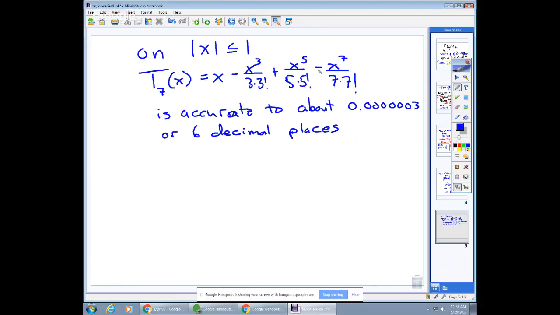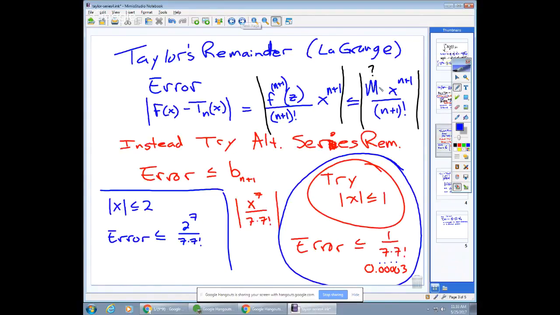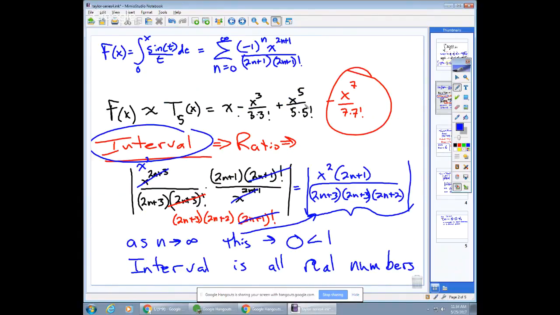Here we got lucky and the series alternated, so we could use the alternating series test instead of Taylor's remainder theorem. With Taylor's remainder theorem, you have the struggle of trying to find a maximum bound on some nth derivative of that function. So when you chose to test the fifth Taylor polynomial, was that kind of arbitrary? Yeah, I just said, hey, let's try the fifth one to see what it's like.